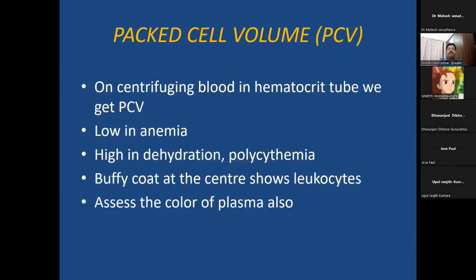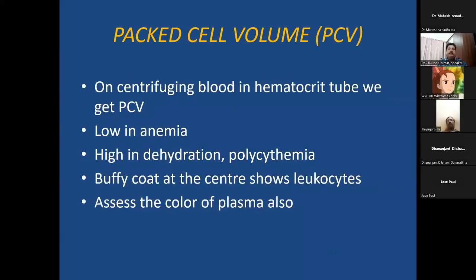Then packed cell volume. While you are centrifuging the blood, you will get the packed cell. You centrifuge it at 5000 RPM or 3000 RPM for 5 minutes. After that, you take out the blood. You take the hematocrit tube, and at the top you can see the yellow colored or straw colored fluid, that is the plasma. At the bottom you can see the packed cells. That is the volume. We have to measure the packed cell volume.